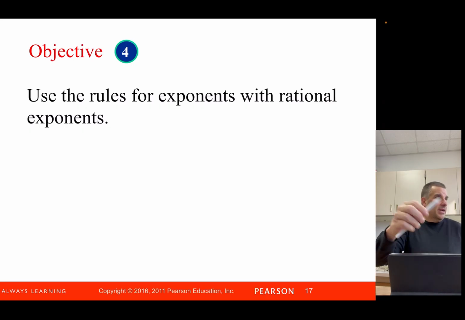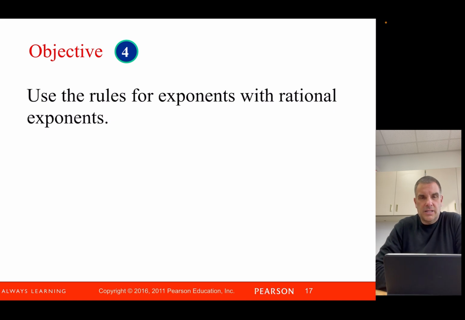So the next thing we're going to cover is we're going to finish up this section 8.2, call this 8.2b. We're going to talk about different rules for our exponents with rational exponents today. So several rules to talk about in this lesson, really the second part of 8.2.